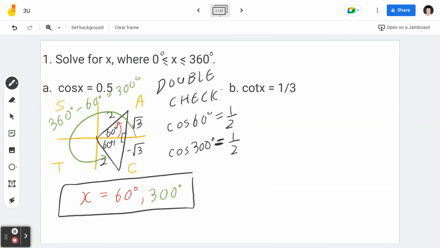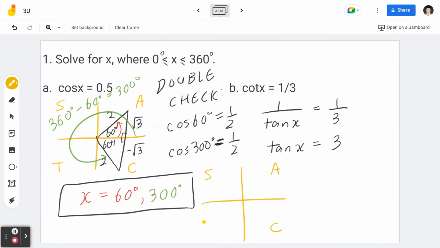Example 1b, cotangent x equals 1 divided by 3. So again, be mindful that cotangent of x is the same as 1 divided by tan x, which equals 1 divided by 3. Again, you can cross multiply or you can take the reciprocal, but when you take the reciprocal of the left-hand side and the right-hand side, you will get tan x equals 3. Again, we go back, we're going to draw a diagram. Remember CAST, and the only quadrants where tan is going to be positive is going to be in quadrant number 1, and of course, quadrant number 3.